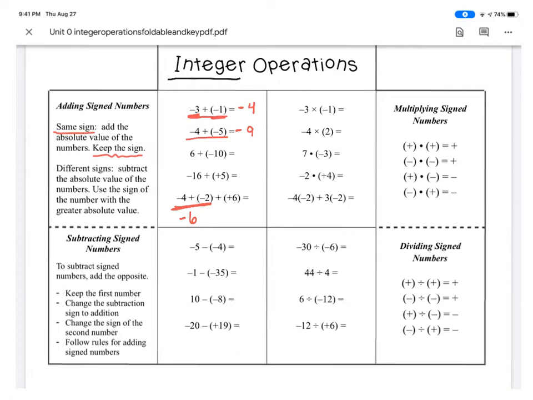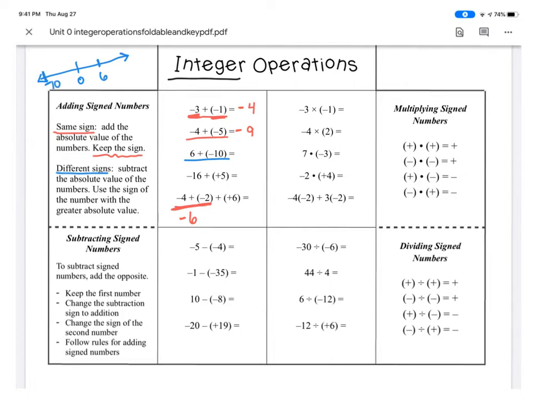Now, sometimes our signs are different, and when the signs are different, we have to circle and subtract. So it says to subtract the absolute value of the numbers. Use the sign of the number with the greatest absolute value. So what that means, ladies and gents, is that I have a +6 and a -10. My 6 and my 10, if I come up here and I draw a really quick number line, here's 0 in the middle, here would be 6, here would be -10.